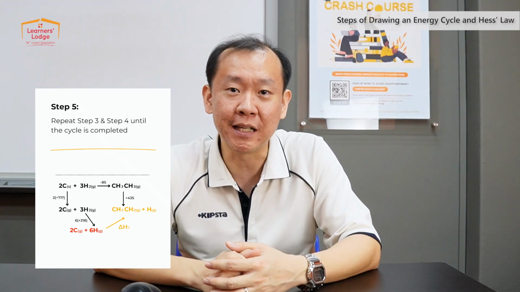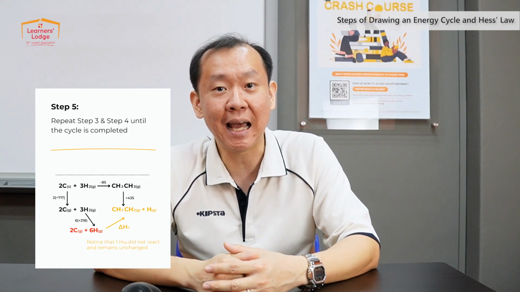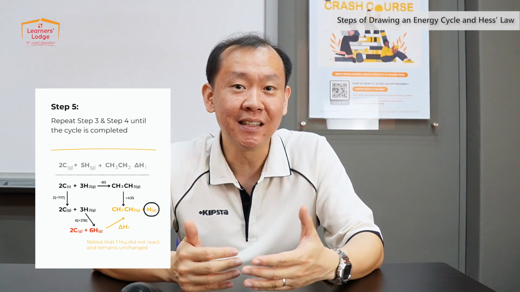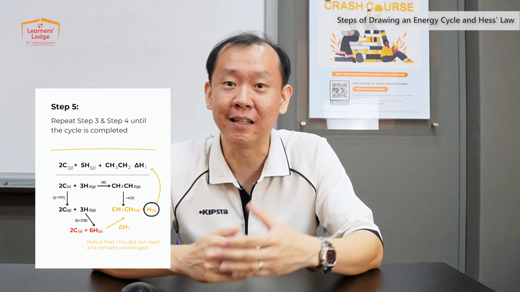And remember I mentioned earlier that if we have started with the unknown enthalpy change equation, there is one missing hydrogen atom. But if we have started with the other equations, that missing hydrogen atom is actually accounted for. And this is where we find the final equation joining and closing up the entire energy cycle.